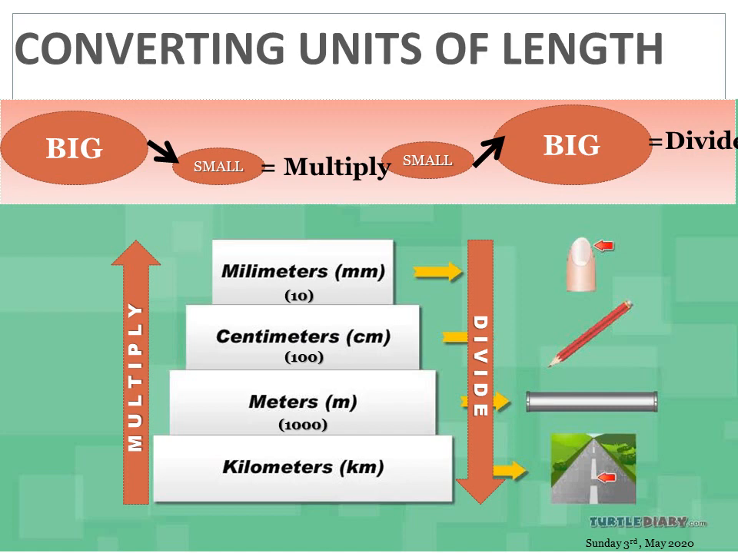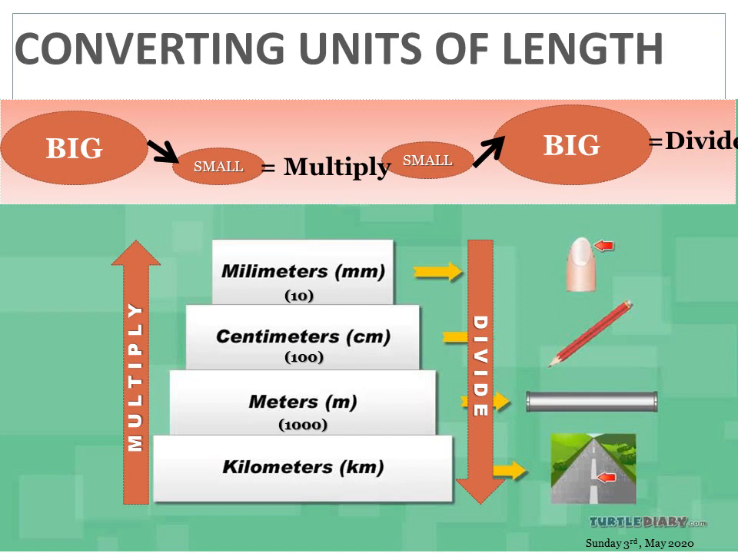Now I have told you, convert 3,000 meters to kilometers. It means you're changing small units to big units. In that case, what do you do? Divide or multiply? Divide. You have to divide. Okay? So don't forget, when you are changing a small unit to a big unit, divide. And when you are changing a big unit to a small unit, multiply.